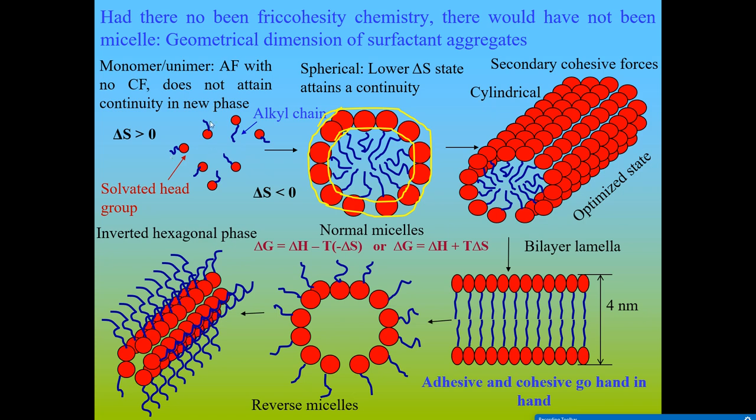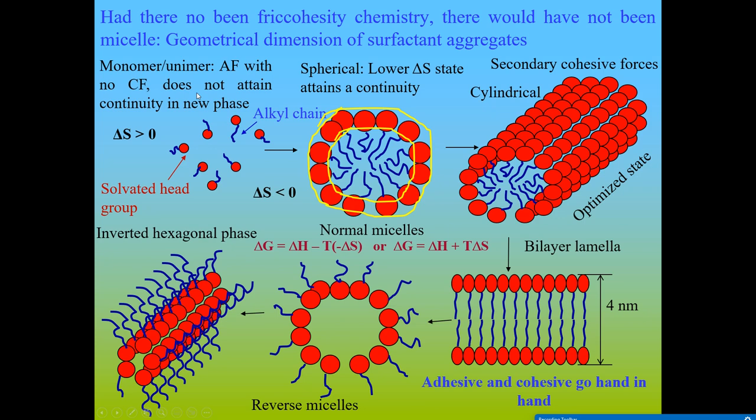surfactant. But the moment by the composition, cohesive force is developed here, cohesive force is also developed here, then a specific pattern and cavity forms inside this. That's why the entropy is now decreased. Entropy decreased, and then the surface tension is least, because now cohesive forces are developed, one to one scattered here.